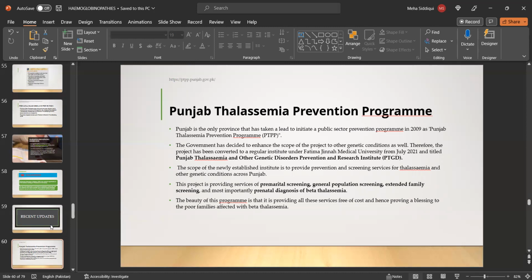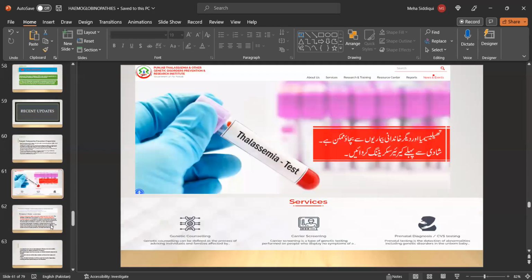The scope is to provide prevention screening services for thalassemia and other genetic conditions across Punjab, and provide services of premarital screening, general population screening, extended family screening, and most importantly, prenatal diagnosis of beta thalassemia. The beauty of this program is that it provides all the services free of cost. So it is being a blessing to the poor families affected with beta thalassemia.